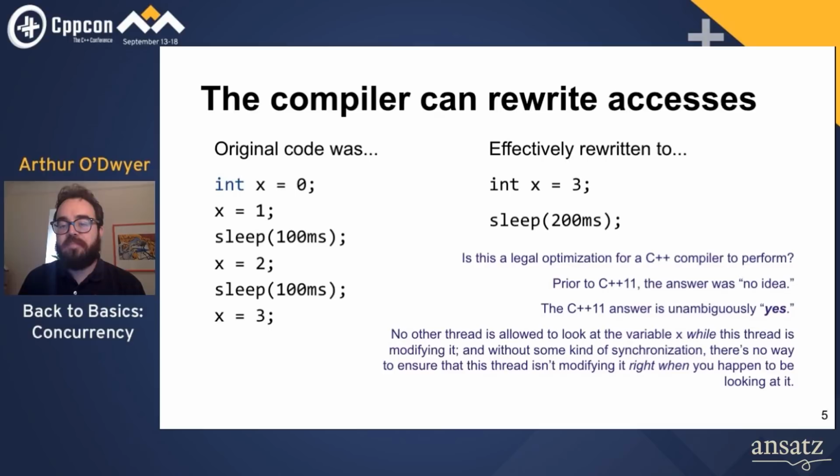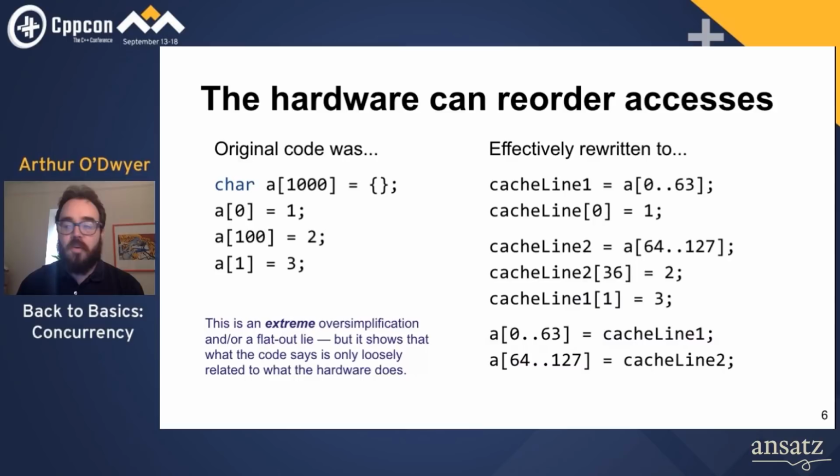So the C++11 answer is unambiguously, yes, you are allowed to do this optimization because no other thread can possibly be looking at X during the execution of this code. As far as any other code is concerned, this is a black box. No other thread is allowed to be looking at X while I'm modifying it, and they don't know exactly when I'm modifying it. And we're going to see how C++11 turns that idea into formal codified wording in about one slide from now.